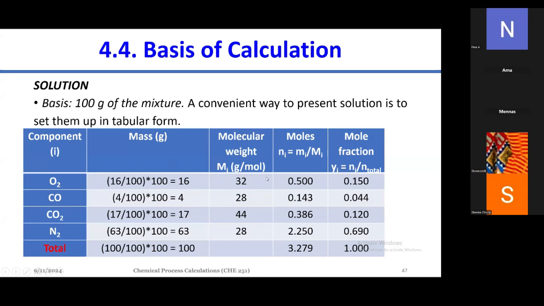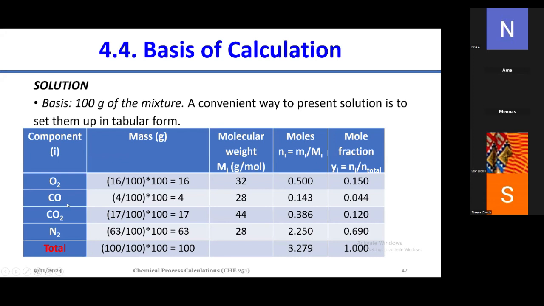So 16 over 32 will give you 0.5. 4 over 28 will give you 0.14. And then you can do the same for all of these. Now, when you get your moles, we sum them up to get your total moles, and that will be 3.279 moles. When you get your total moles, if you want the mole fraction of oxygen, then it's going to be 0.5 divided by the total, which is 3.279.